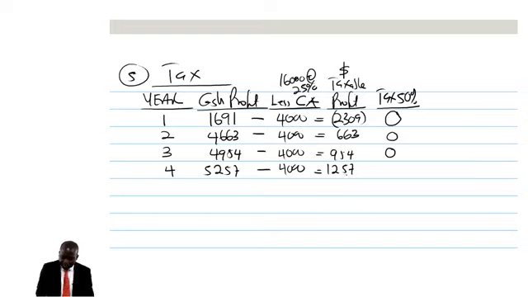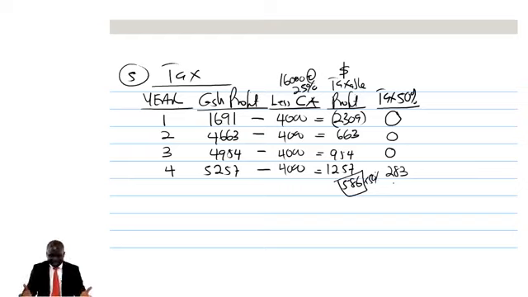Then when I come to year 4, it's 1257. So when I take 1257 minus the 692 left, I will be left with 586. This 586 is what I have to pay the tax of 50% on. So I will multiply by 0.5, which gives 283. So these are the tax payments.